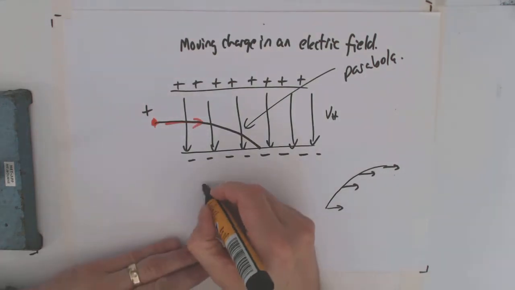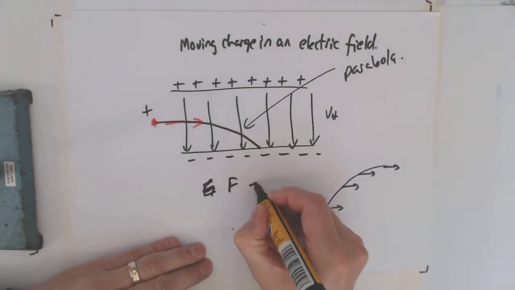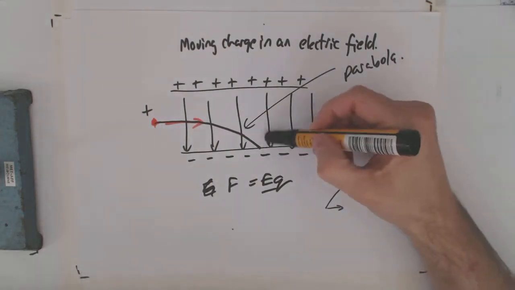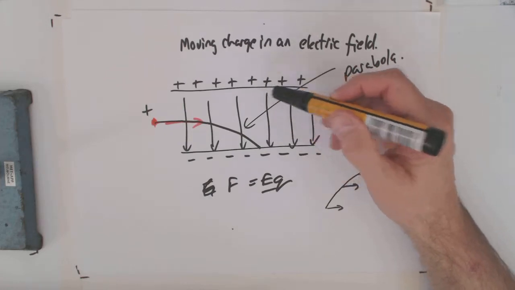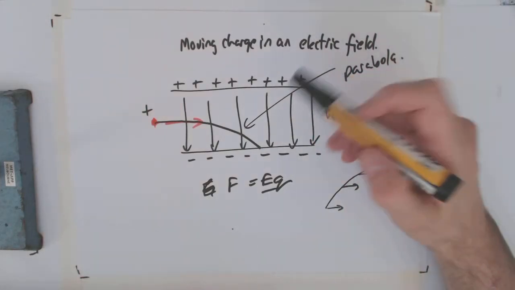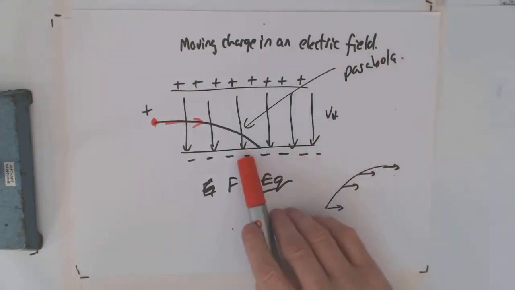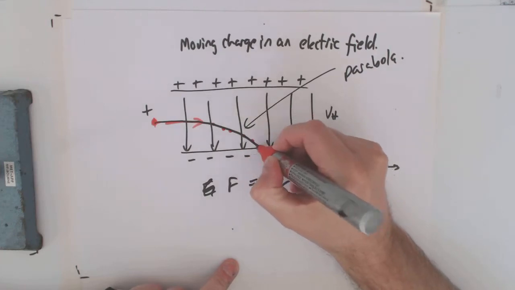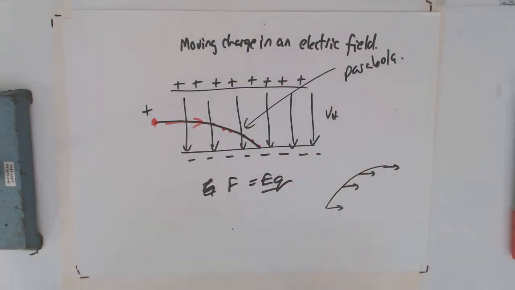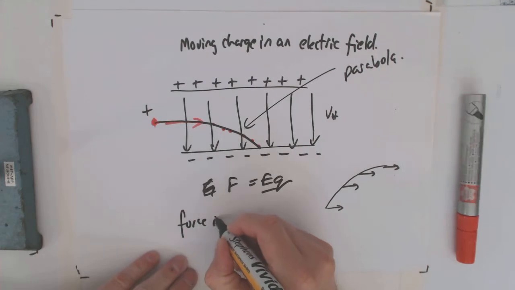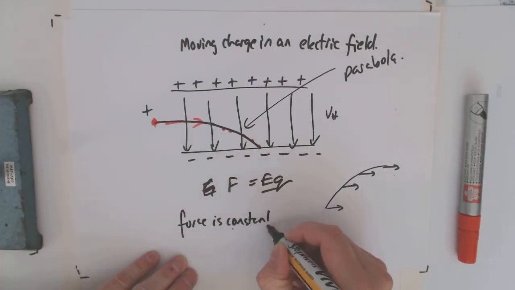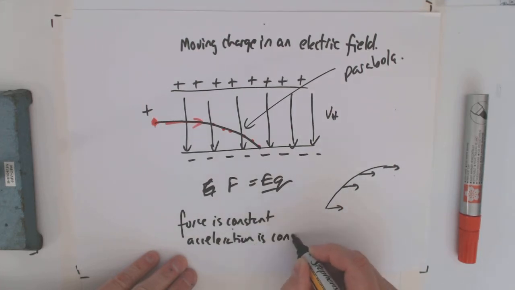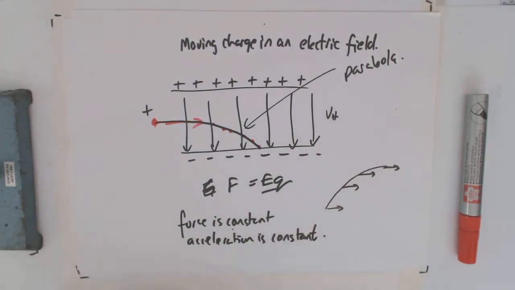F equals EQ. I said the electric field in here was uniform, therefore never be thinking that the force is greater the closer you get to the negative plate. It's not. It stays constant. Now, when force is constant, acceleration is constant. Force is constant, acceleration is constant. All right? Remember that. That's very important.